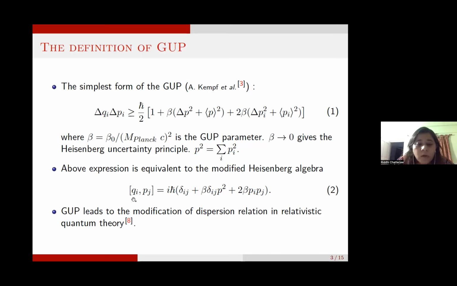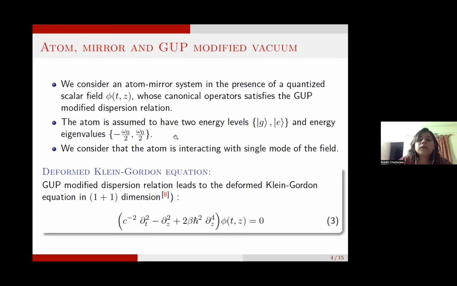And also, this algebra will also modify the dispersion relation we consider in relativistic quantum mechanics and quantum field theory. So that will also get modified. Now, as I have told earlier, we will consider an atom and a mirror in the presence of a quantized scalar field phi(t,z), and the canonical operators of phi(t,z) satisfy the GUP modified algebra. And now we have an atom that has two energy levels, ground and excited, g and e, with energy values plus minus omega zero by two.